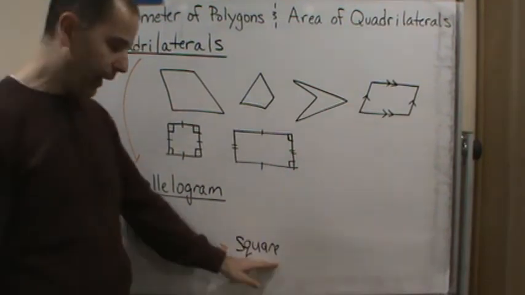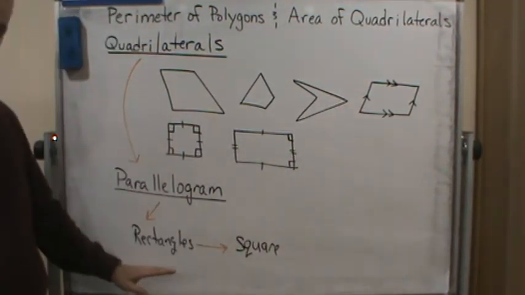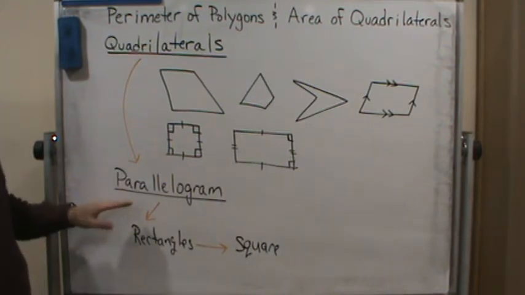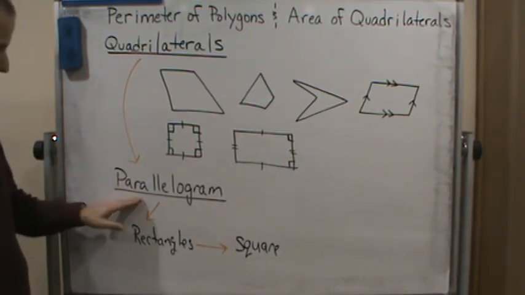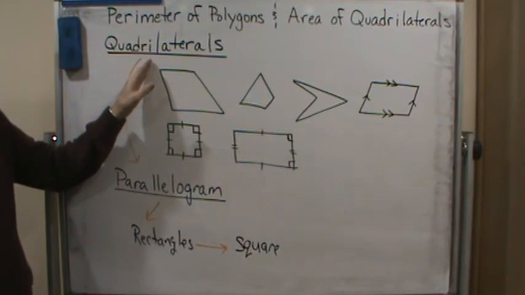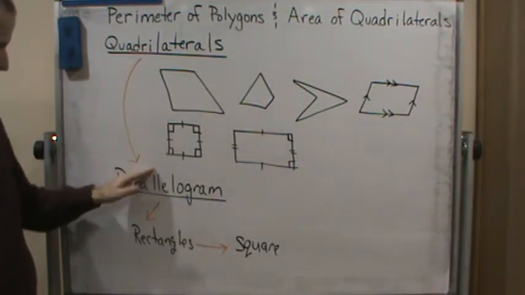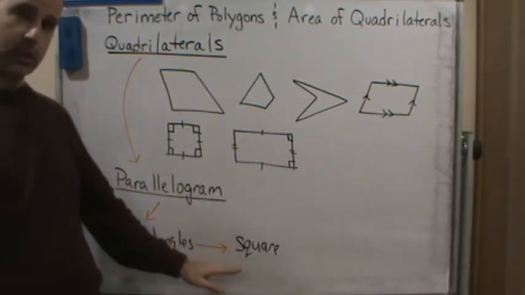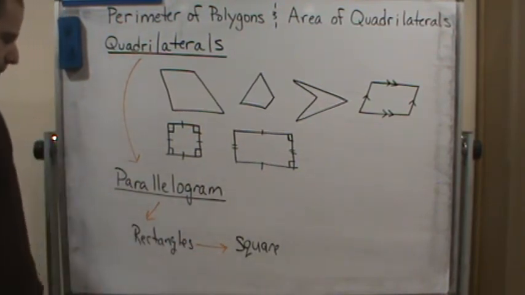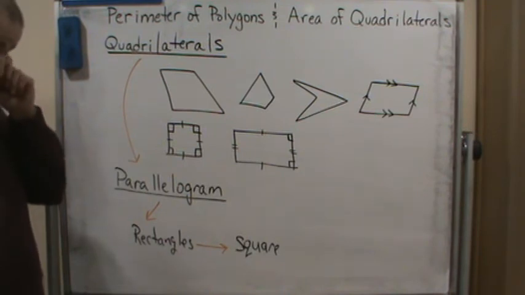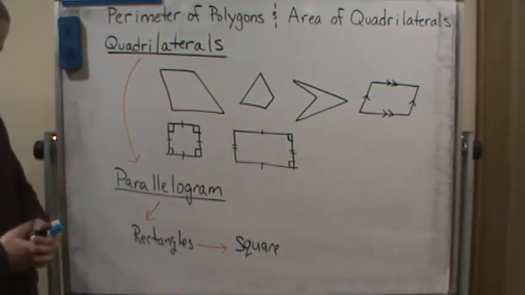So a square is a special type of rectangle. A rectangle is a special type of parallelogram. A parallelogram is a special type of quadrilateral. See how that works? You're going from a larger set and getting to a more specialized type of quadrilateral.